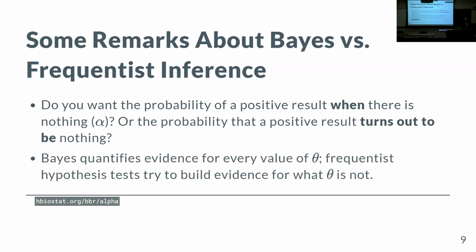So Bayes quantifies evidence for every possible value of theta. Hypothesis testing in the frequentist world allows you to build evidence for what theta is not. We care a lot more about what theta is than what theta is not. But in the Bayesian world, you can look at the evidence for all possible values of theta from one analysis.